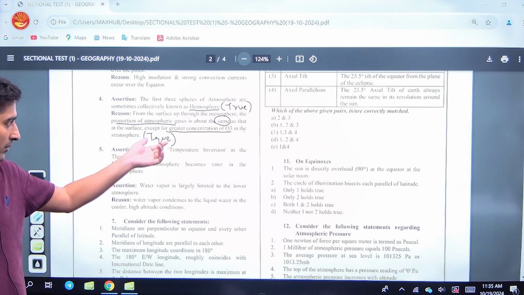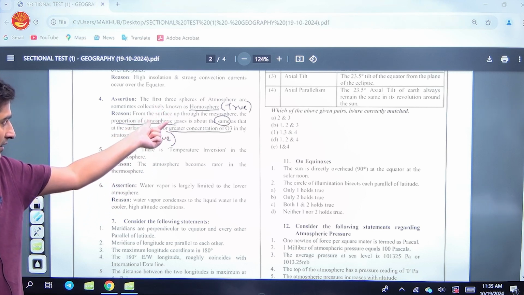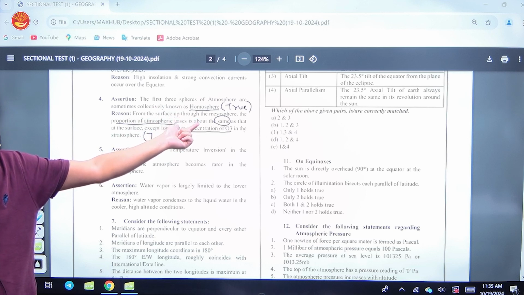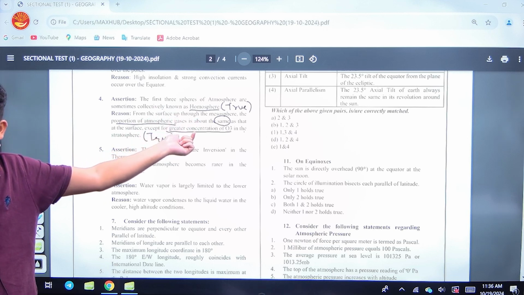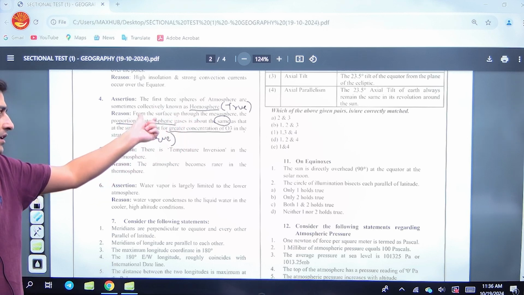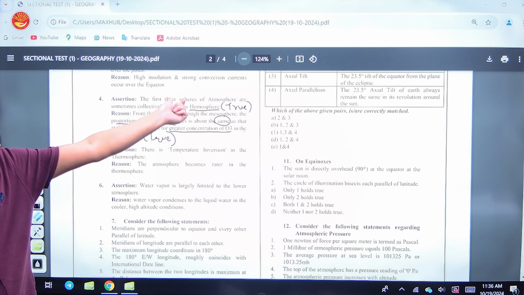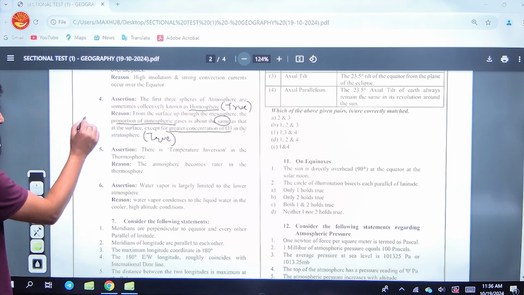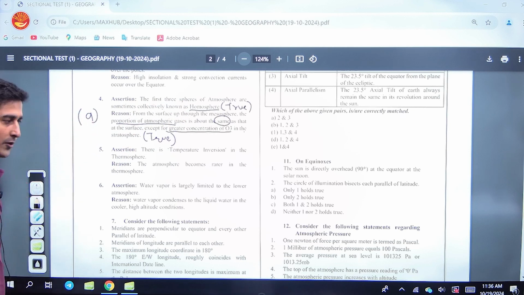So based on that particular thing, and here the reason also states that there is slightly greater concentration of O3 in the stratosphere, so it's absolutely right, and this reason also explains the assertion. So both of them are true, there is nothing wrong in it. Okay, so the answer again is A.